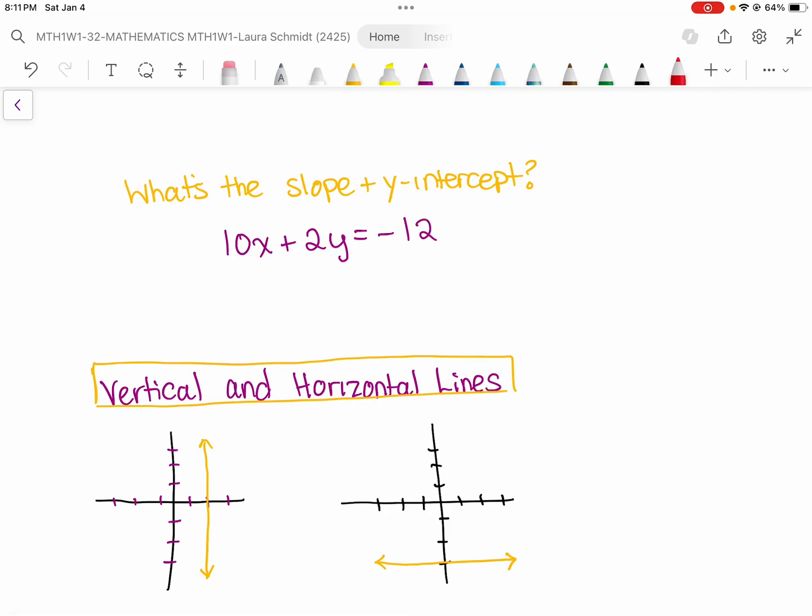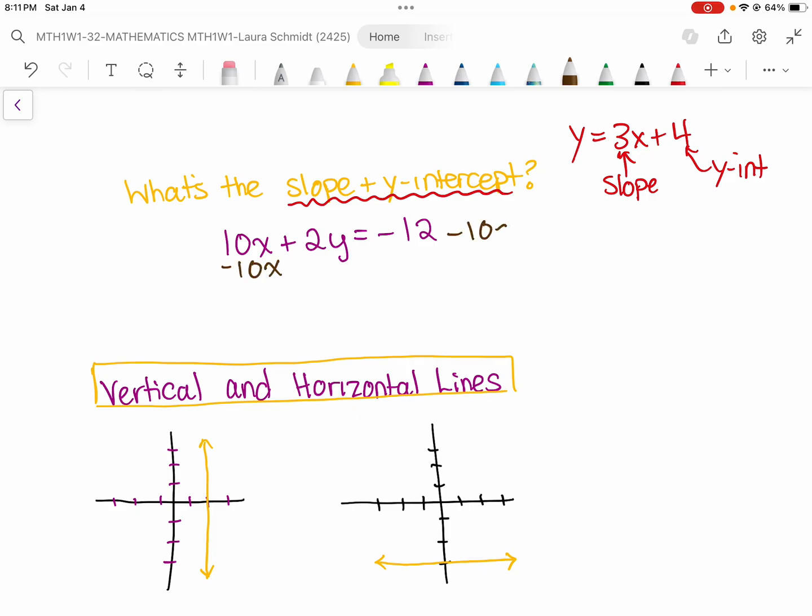Sometimes we're given the equation and we have to figure out what the slope and y-intercept is. Obviously it's really easy if it looks like y equals 3x plus 4. We can easily see that this is the slope and this is the y-intercept. It's in slope-intercept form. But if it's all jumbled up like this, we need to rearrange this equation. I want to keep this where it is, but I want to move the 10x to the other side. So I'm going to subtract 10x from both sides so that it goes away from that side. So I'm left with 2y equals negative 10x minus 12.